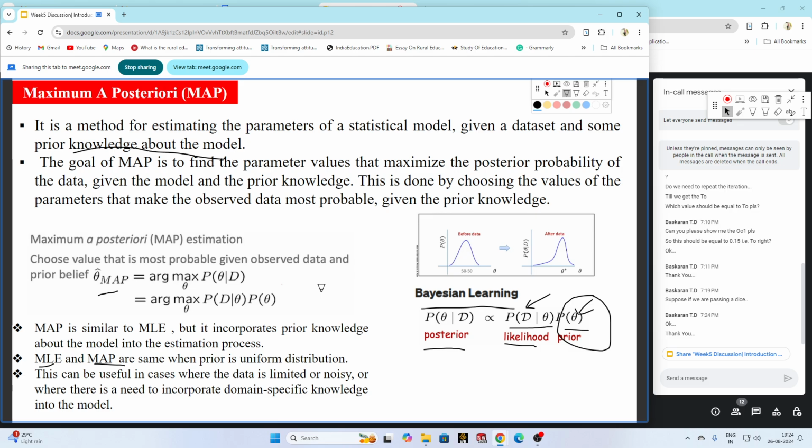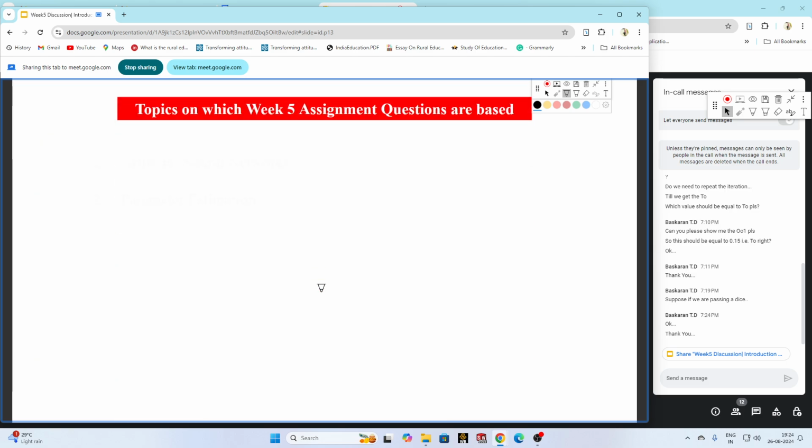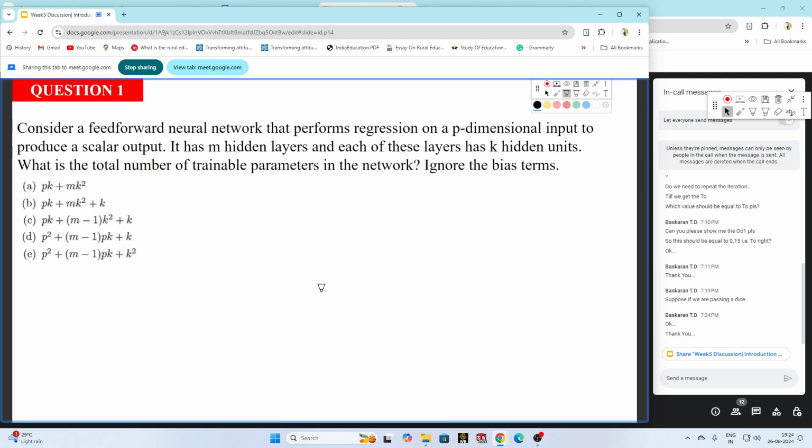So any doubt in this? What is MAP? What is MLE? Okay, so now we will be moving into a question answer session. The topics on which the week 5 assignment questions are based are artificial neural network and parameter estimation, that is MLE and MAP. So this is the first question. I request everyone to guess the answer first, and then we will solve the question.